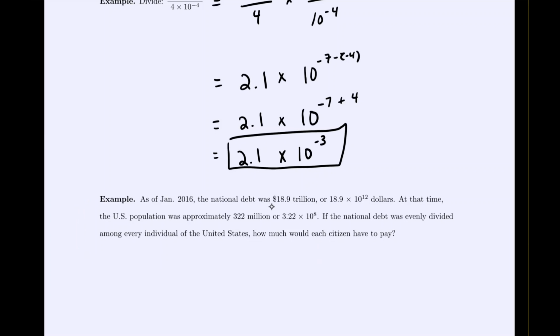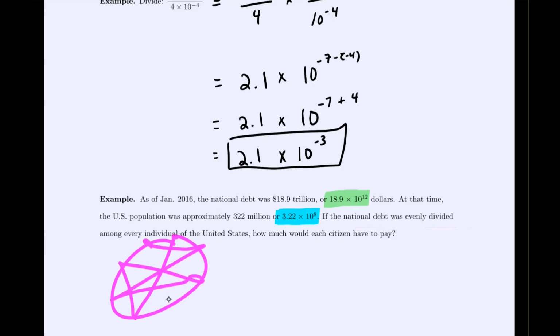So here we had the national debt was 8.9 trillion, which they nicely wrote out for us in terms of scientific notation. At the time there was approximately 322 million people, or in scientific notation this. If the national debt was evenly distributed among every citizen, or every individual of the United States, how much would each citizen have to pay?